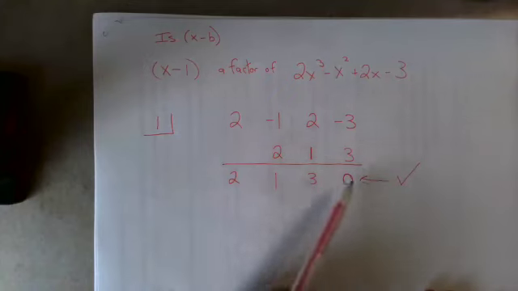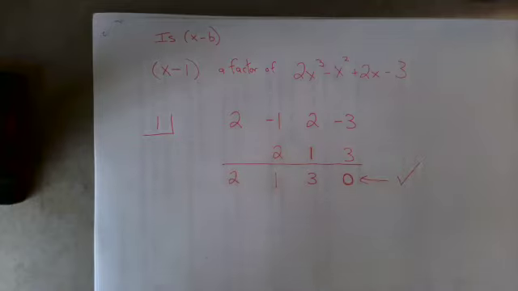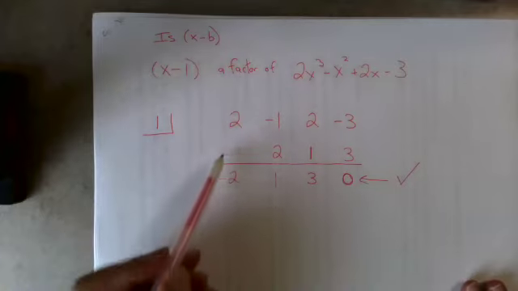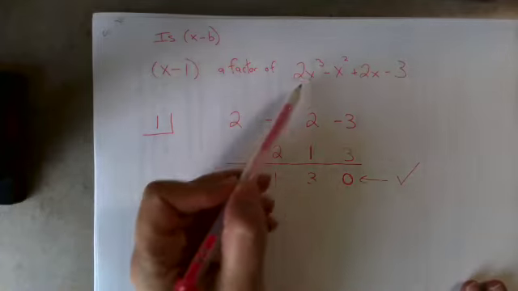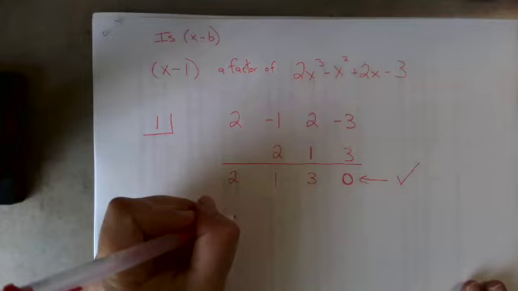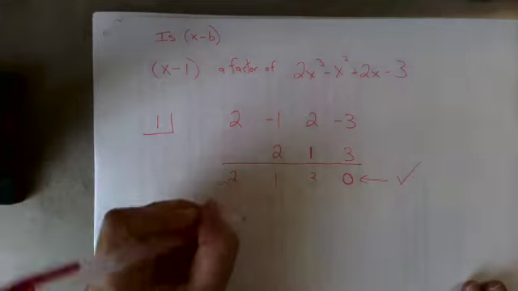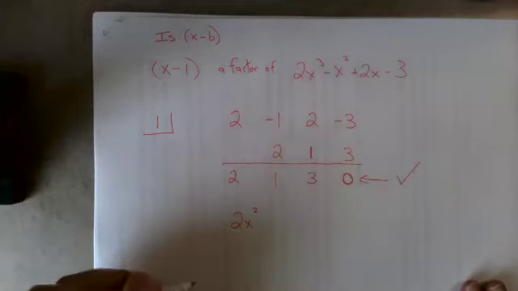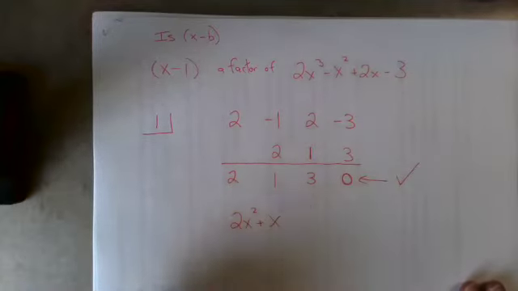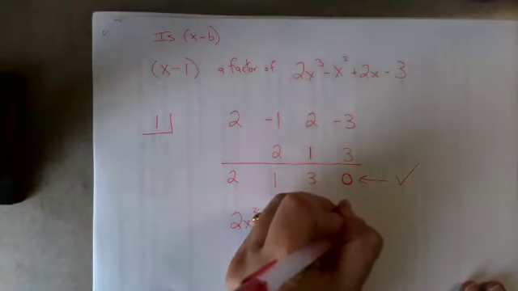Now, what are these numbers here? They are coefficients of our answer when we divide this by this. These were coefficients of x to the third, x squared. This, because we divided, is the coefficient of 1 degree less than where we started. So this is 2x squared plus 1x, so we just have to write it as an x, plus 3 and remainder of 0.